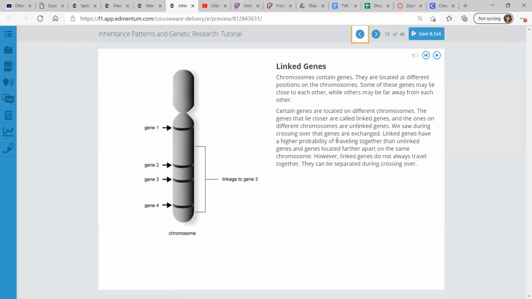We saw during crossing over that genes are exchanged. Linked genes have a higher probability of traveling together than unlinked genes, and genes located farther apart on the same chromosome are less likely to. So if they're linked and close together, they're more likely to travel with each other. However, linked genes do not always travel together. They can be separated during crossing over.